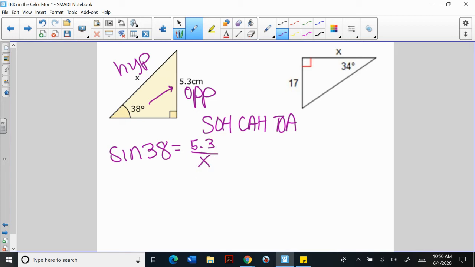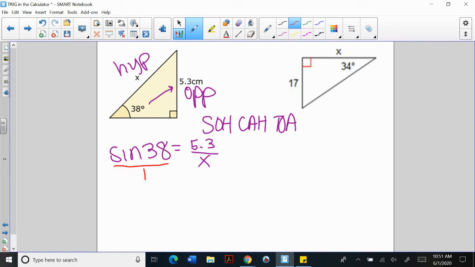So then the opposite side is 5.3 and the hypotenuse is x, and we need to solve this equation. All right, now the x is in the denominator this time. That's what makes this one a little bit weird. So I could multiply both sides by x, but then I'm still going to have x on the other side with the sine of 38 degrees.